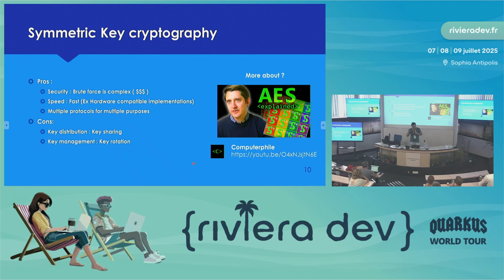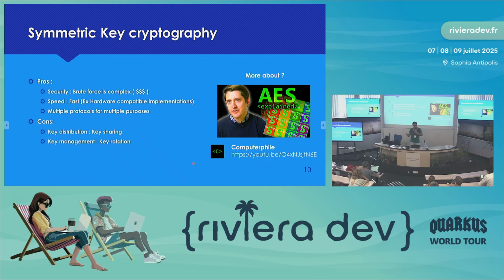There are some problems with symmetric cryptography. As you saw, Alice needed to send the key to Bob first. And this is a complex thing. Either you have a side channel, or you take your car, you go to Bob and you share the key with him.